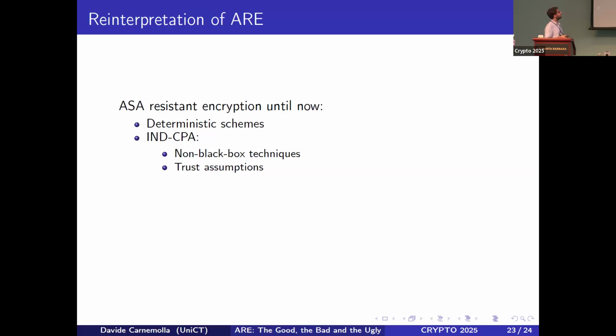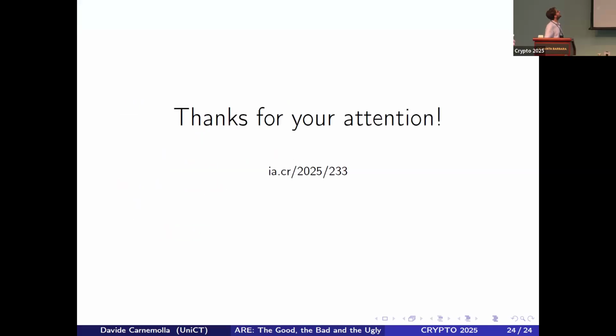In fact, until now, we know that encryption schemes that are resistant against algorithm substitution attacks are deterministic schemes, or if we want to achieve IND-CPA security, we need to rely on non-black-box techniques or trust assumptions. While using our compilers, we are able to achieve IND-CCA security if the underlying PKE satisfies this property, or to preserve the homomorphic properties of the underlying PKE. And also, since our compilers are black box, we can use our favorite public key encryption scheme.